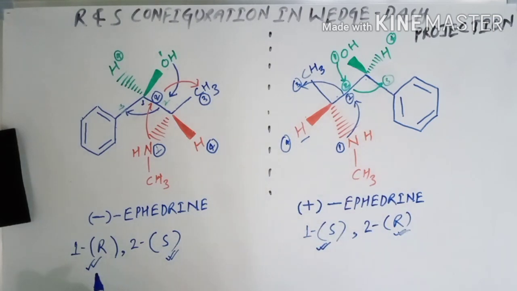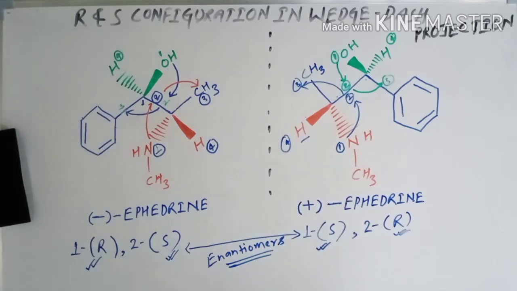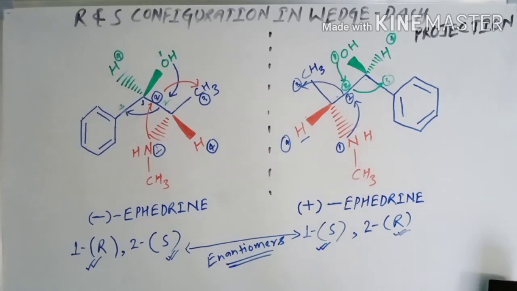Again the configuration just goes opposite to each other. So if the configuration of the chiral carbons goes opposite to each other, then both the molecules become what? Enantiomers. So both of these molecules are what? Enantiomers. I hope you understand the concept. Next we will see more examples of drug molecules in the next video.